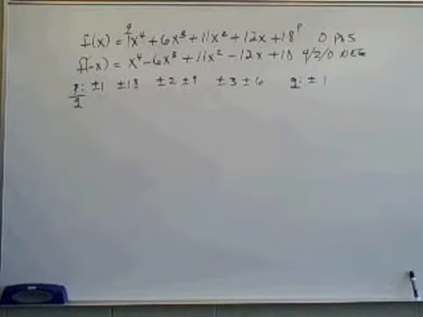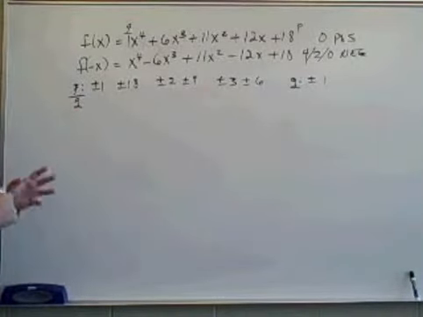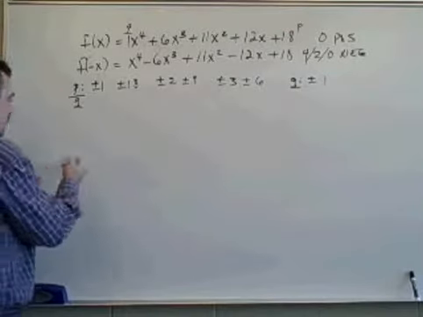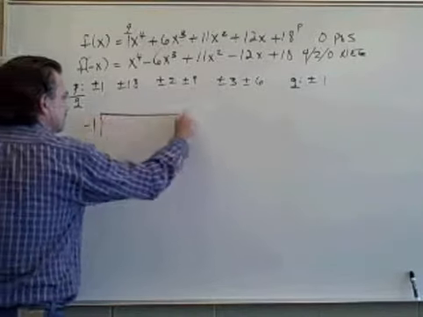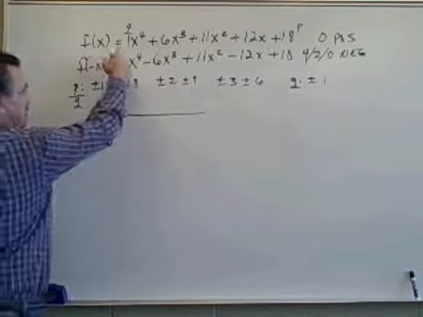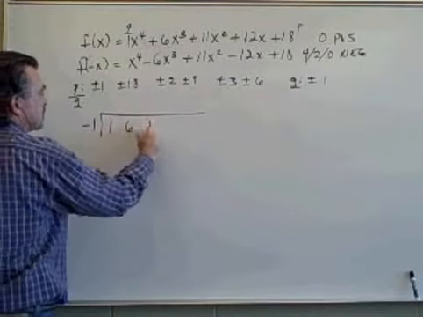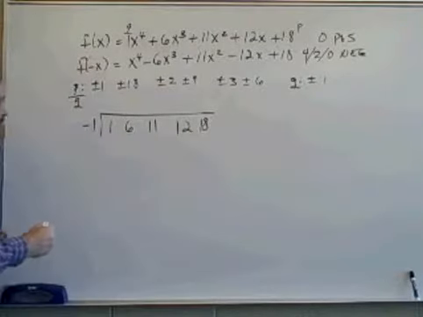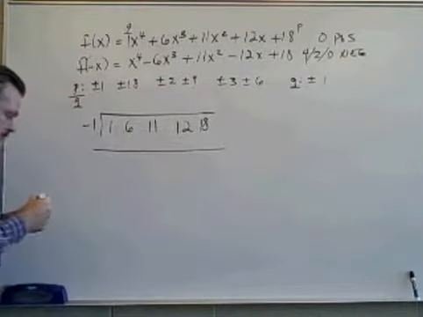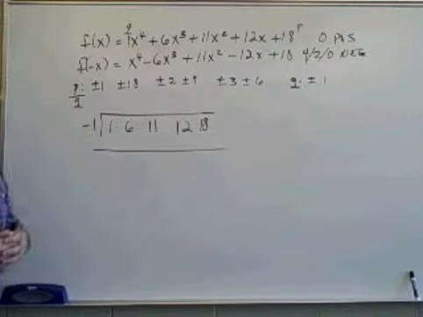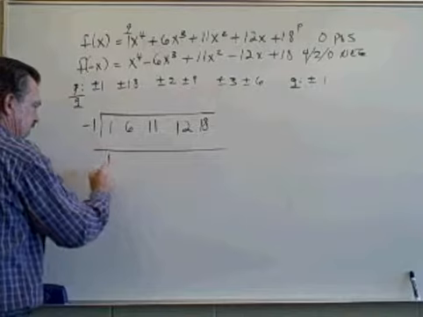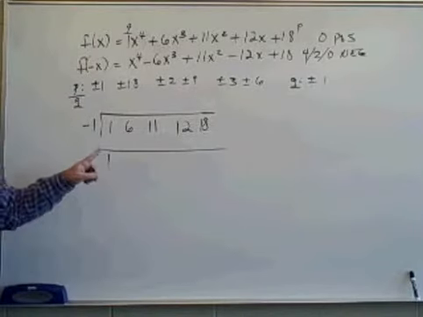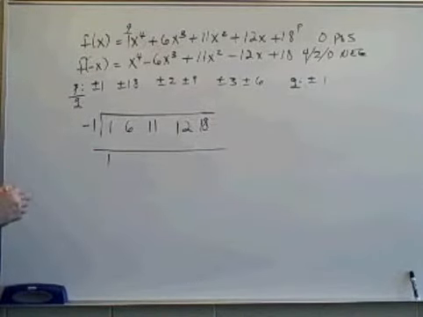Well, let's try one. Let's start with negative 1. Let's see if negative 1 is a root. And we do that again with our synthetic division. So I have the coefficients 1, 6, 11, 12, 18. So let's test negative 1 as being a root. Bring the 1 straight down. Leave that one unchanged. Now start your multiply, carry, add process.